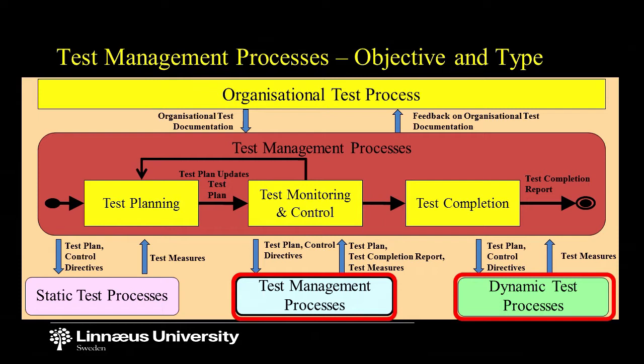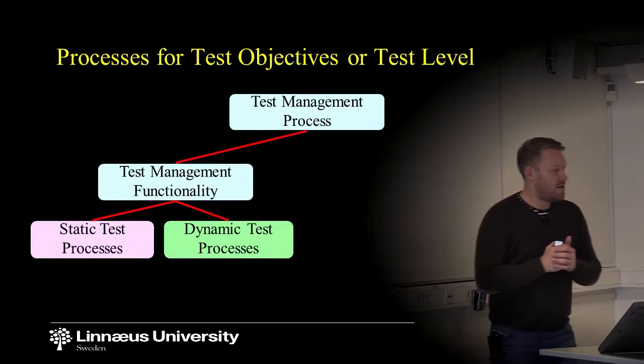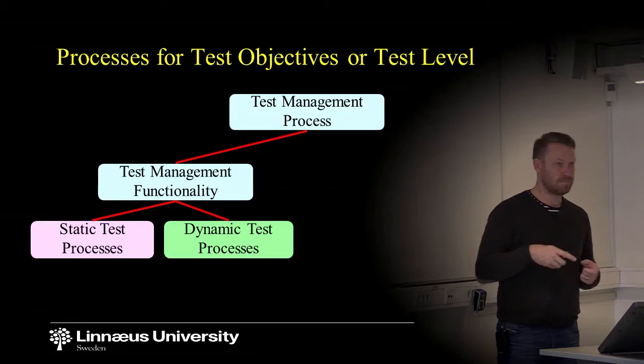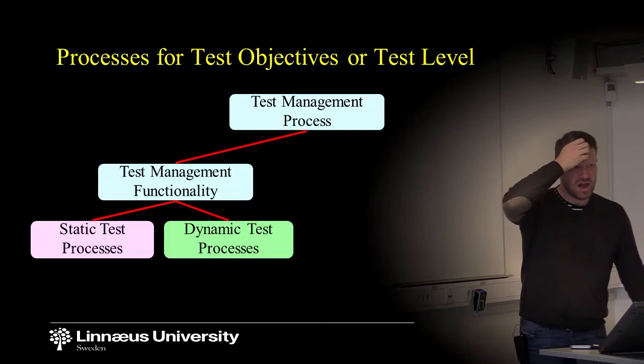and static test processes, we will actually get a tree-like structure, or sometimes maybe not a tree, but just to show you an example. We have the product-wide test management process here, okay? Then we have a separate test process for functionality. So this will be part of the planning. When you plan testing, you have to look at your system and ask what type of test objectives do we have in this testing project?